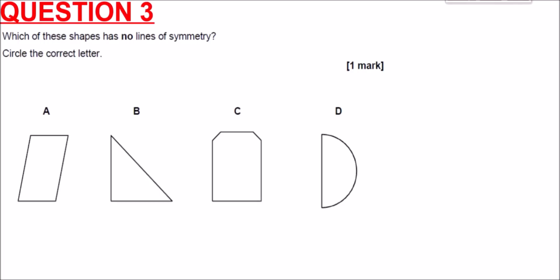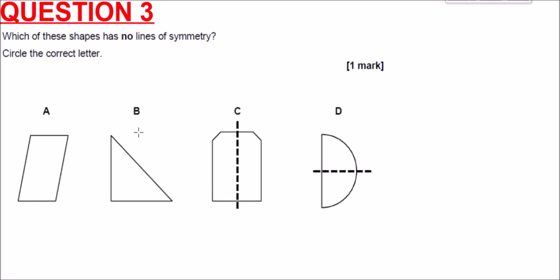Question 3, we've got different shapes, and we need to think about which one of these has no lines of symmetry. So let's just have a look at each of them in turn. I'll start with the most obvious ones, in fact. So in my head, for C, that definitely has a line of symmetry going down the middle, and it does. The semicircle for D would have a line of symmetry just going straight through the middle of it, again.